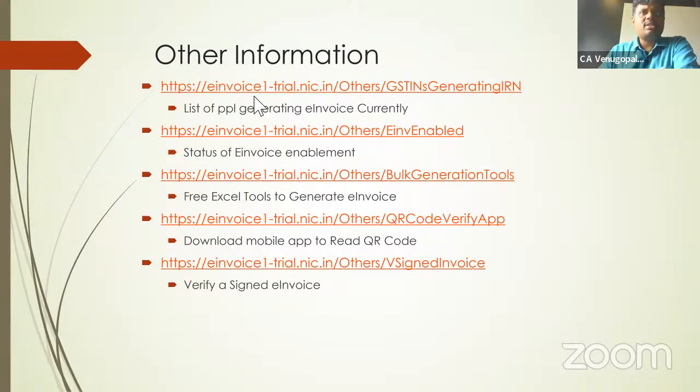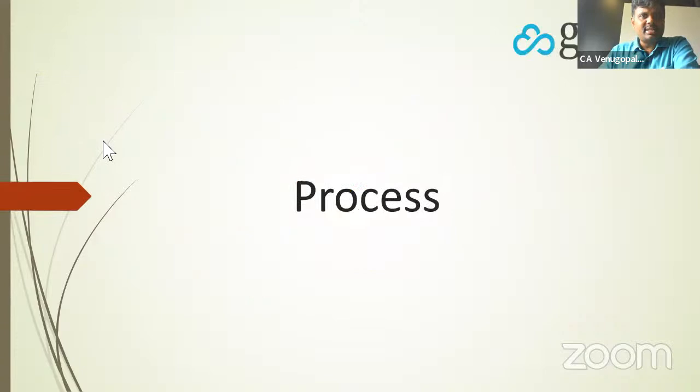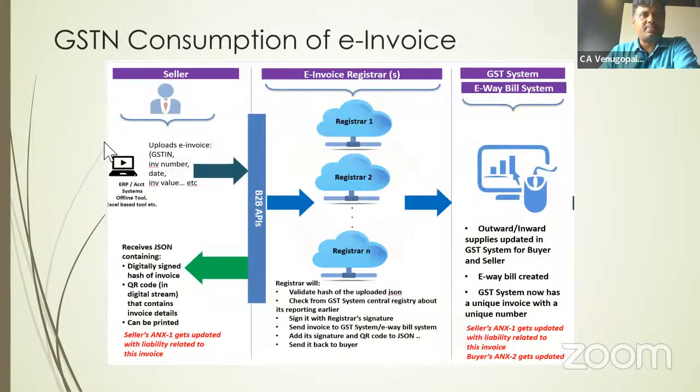You go to e-invoice portal. Who are the people who are generating e-invoice? Whether e-invoice is enabled for you or not? All those other tools have already been given on the portal. Let's understand the process of generating e-invoice. The way system works is you as a seller, you upload to the registrar, which is NIC IRP portal, and it does a validation and generates an e-invoice and sends you back a digital information.